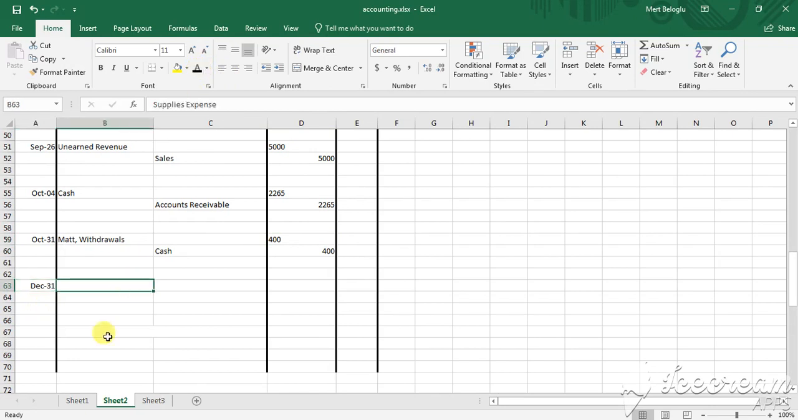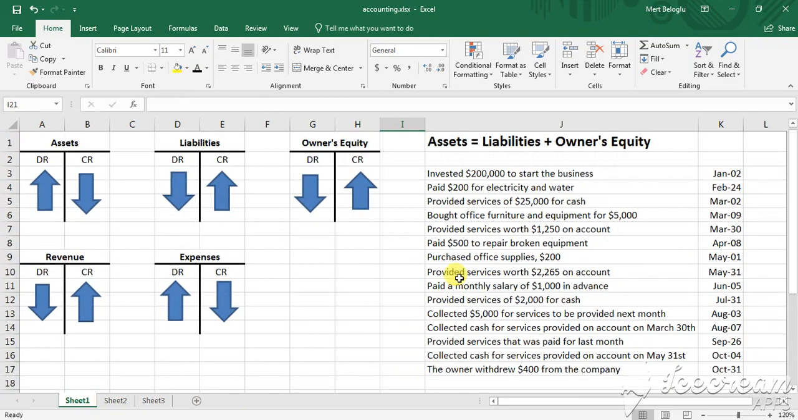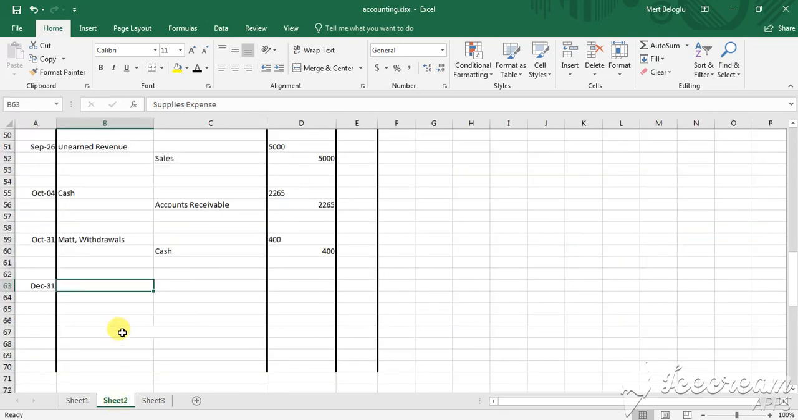So our first entry is, by the end of the year, there was $75 of supplies left. If we go back on our transaction list, we had originally purchased $200 of office supplies, but we only have $75 supplies left now. So we have used up $125 worth of supply. We debit now supplies expense and credit prepaid supplies, which is an asset account, by the amount of $125.